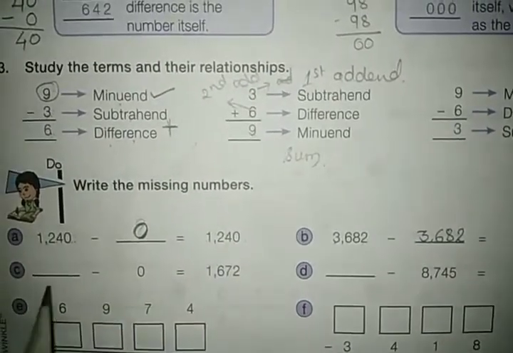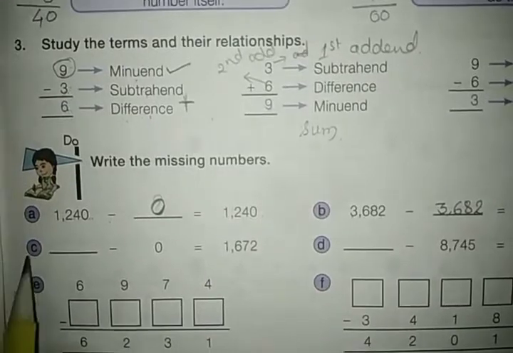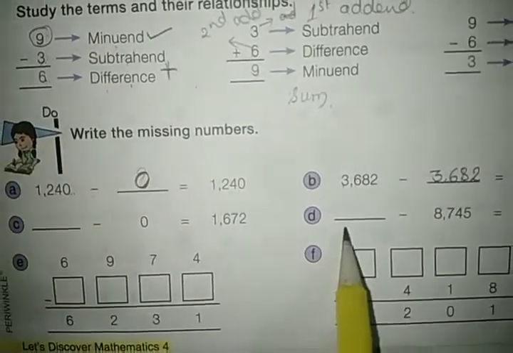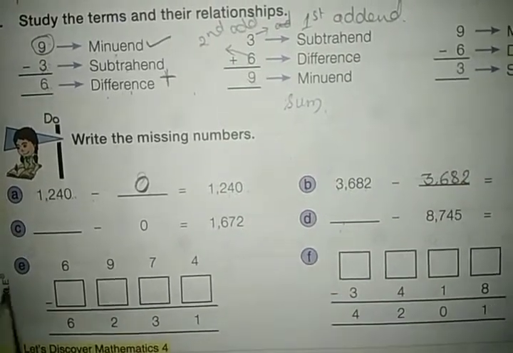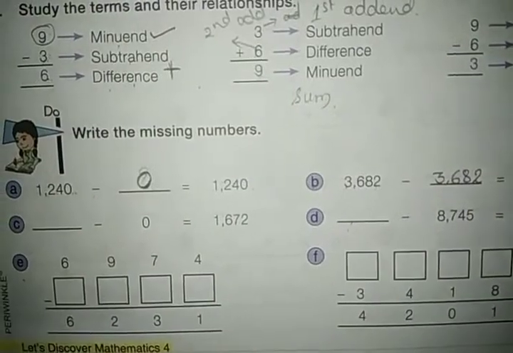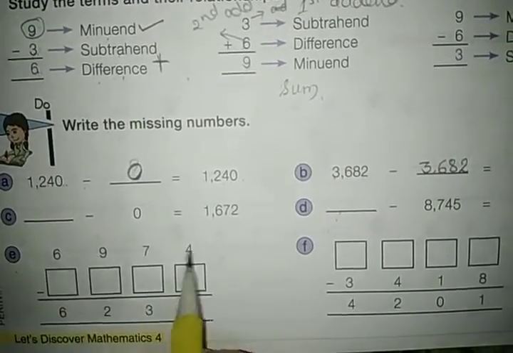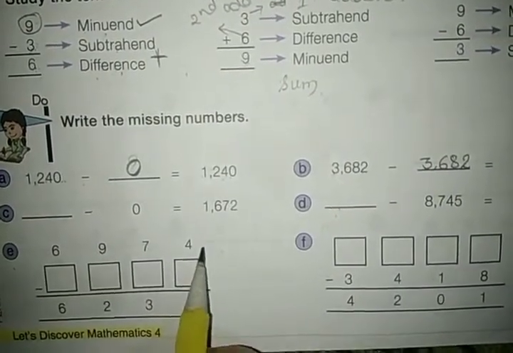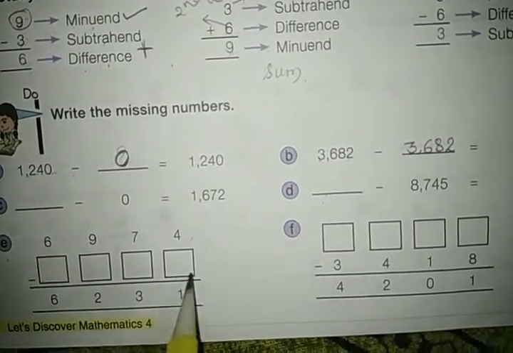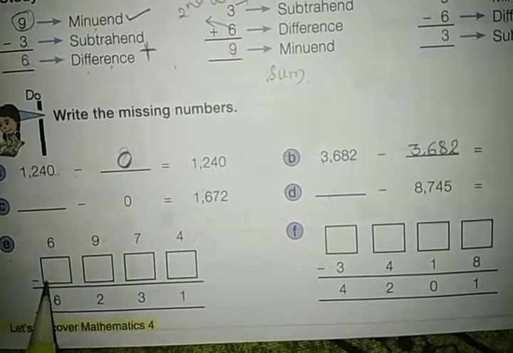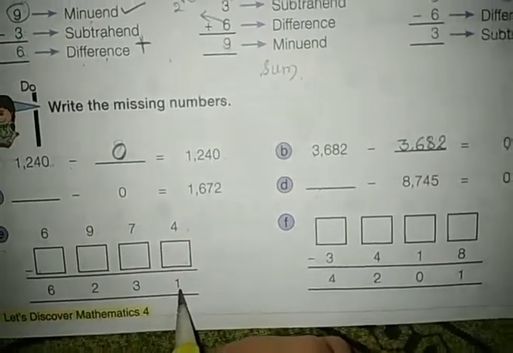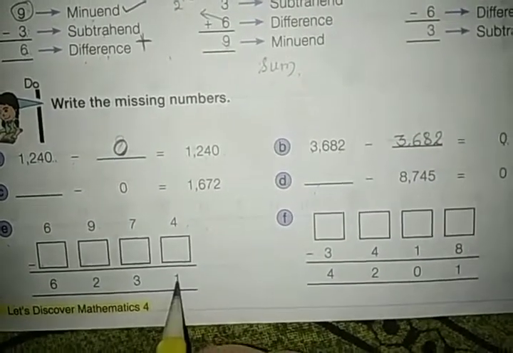Now C1 and D1 you are going to solve in the textbook itself and send to me. Now E1 and F1 I will solve. See, E1 is 6974 minus, the minuend, sorry, the subtrahend they have not given. The minuend they have given, the subtrahend they have not given, but they have directly given the answer. That is the difference they have given.